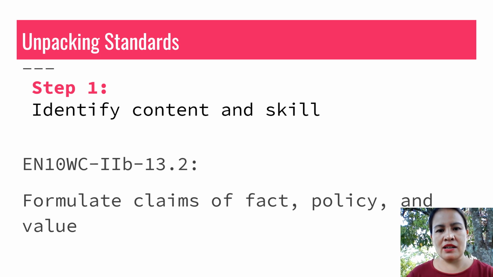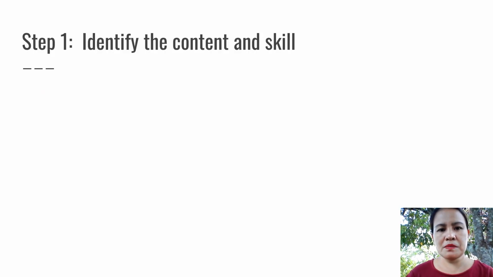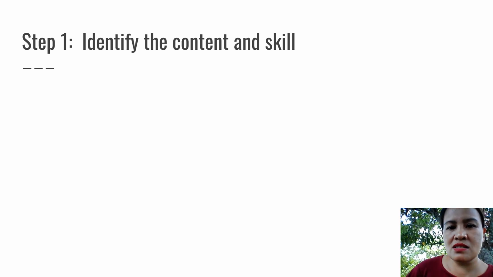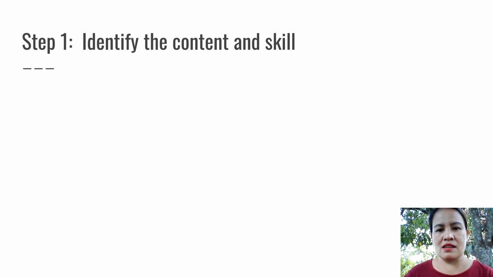Okay, so the content here is claims of fact, policy, and value. And the skill is formulate. So the content is the noun and the verb is the skill. All learning competencies have a verb and a noun. So if you remember in the diagram a while ago, we have there the content standard and the performance standard. So the content standard is the noun, and the performance standard is the verb.